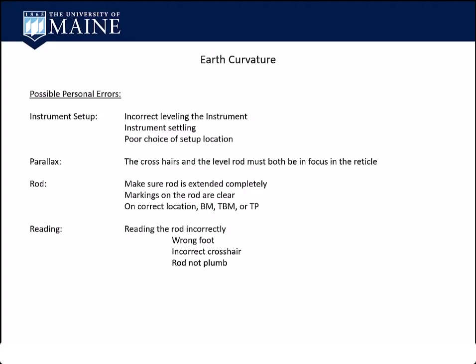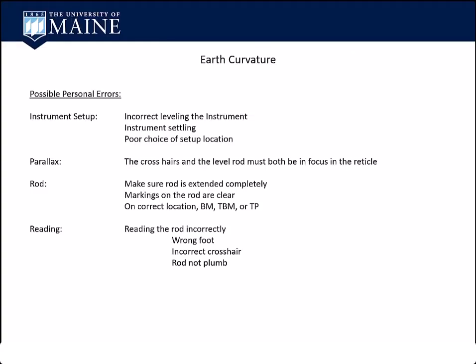So there's errors introduced by these, and then you use the correction to correct for them. They're there. You can't do a lot of it sometimes in the field, but there are some personal errors you can certainly reduce or eliminate. That's the idea.